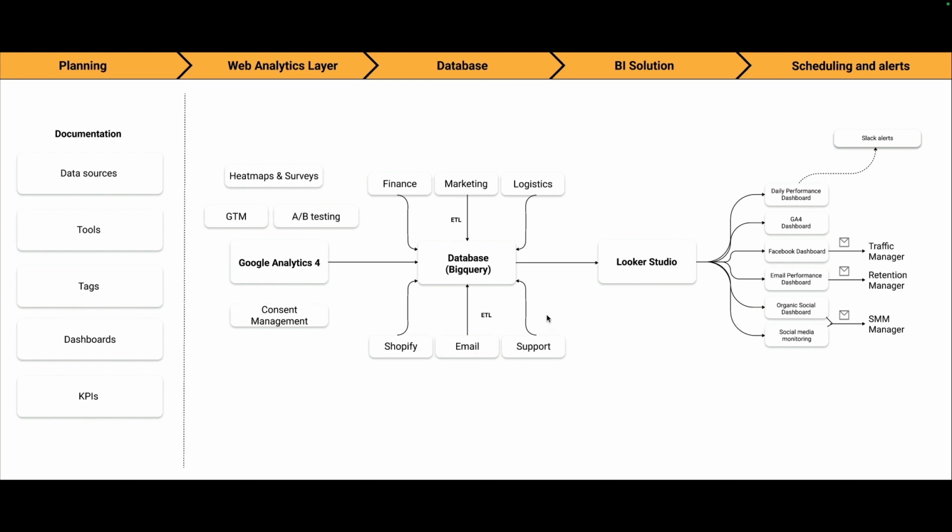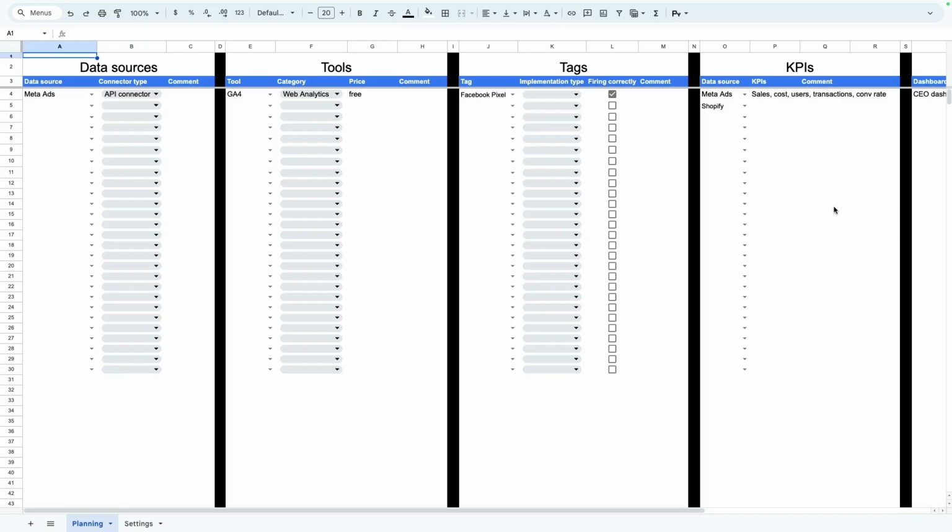To plan a good data infrastructure, we need to take into consideration 5 components. It is data sources, tools, tags, dashboards, and KPIs. The first thing that we need to figure out is what data sources we're gonna use. To simplify this process, I prepared for you a Google spreadsheet template that will help you quickly get started.